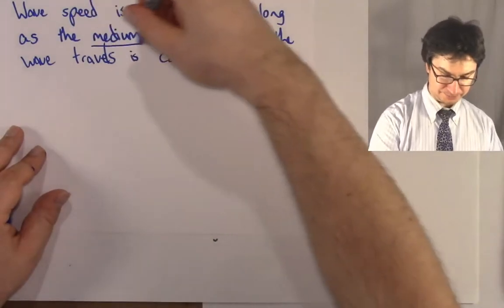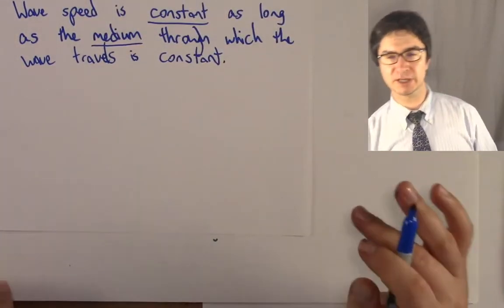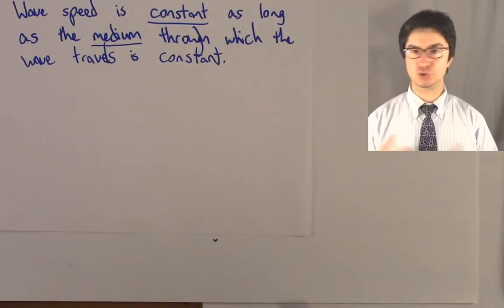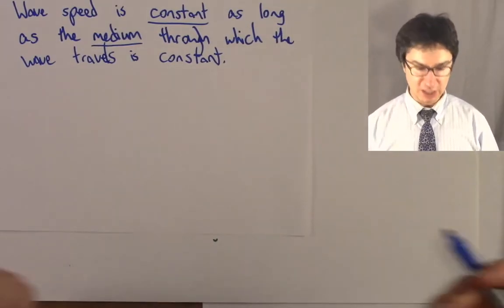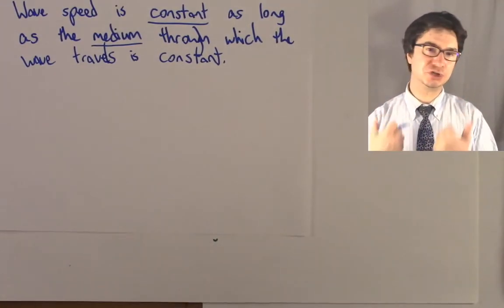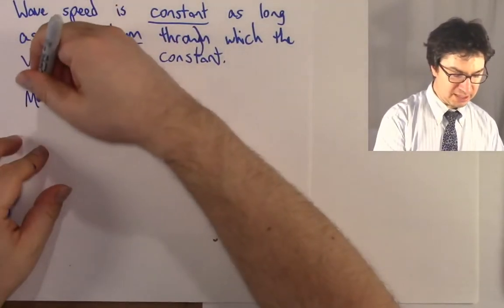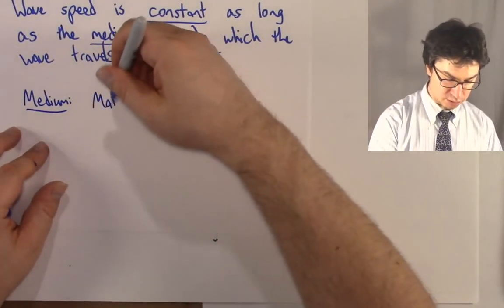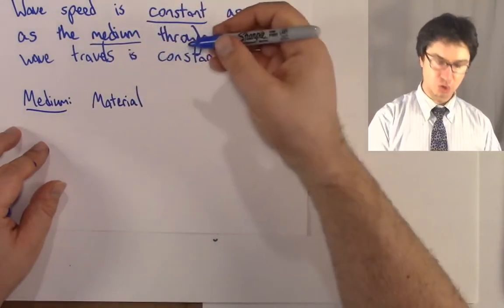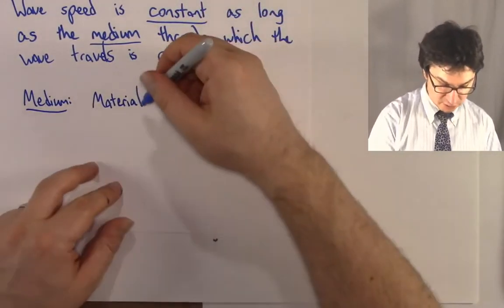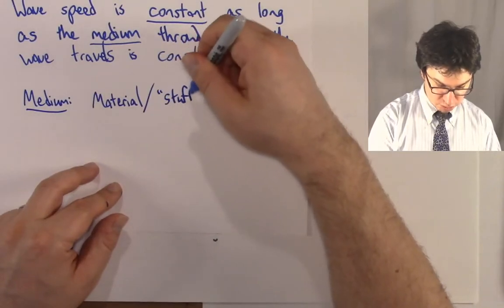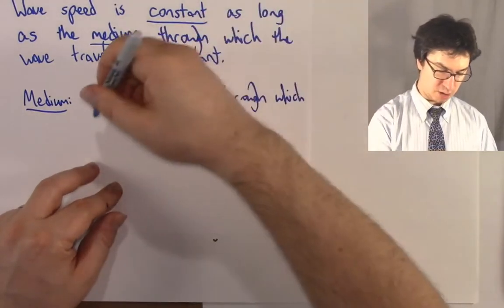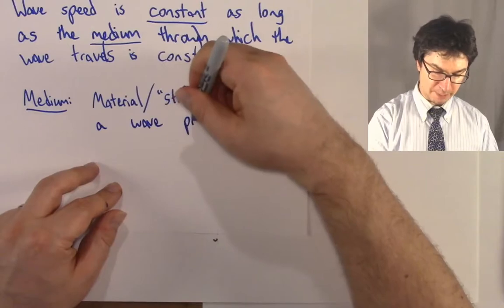What is a medium? If you're an artist, you might know this word medium. You might be a painter, you might be a sculptor, you might be a visual artist with computers. Your medium is the material that you use to create your art. So the word medium in physics means the material or the stuff through which a wave propagates.